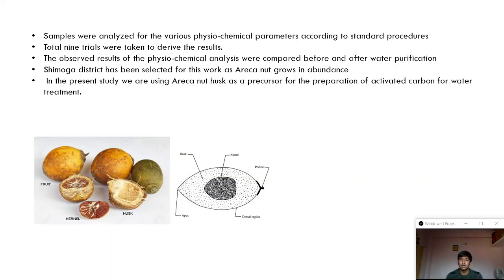A precursor is a base material for preparation of activated carbon. So we use the husk of the areca, and this is the fruit. We only use the husk for preparation of activated carbon.